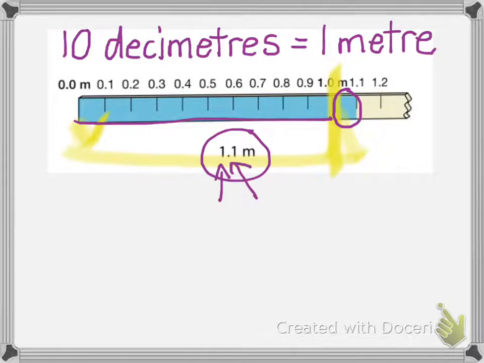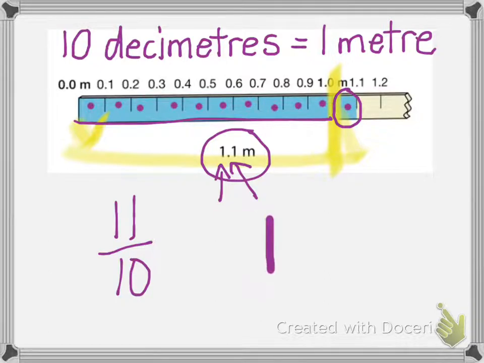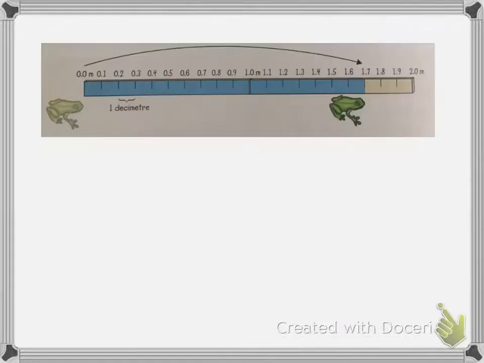We could also write that as 11 tenths for an improper fraction, because if we count, we have 1, 2, 3, 4, 5, 6, 7, 8, 9, 10, 11 parts shaded. If we want to write it as a mixed number, we would write it as 1 whole and 1 tenth left over. Let's look at another number line with frogs jumping.